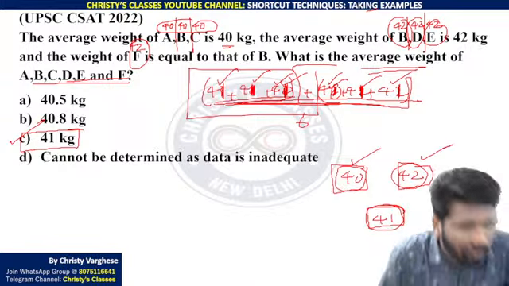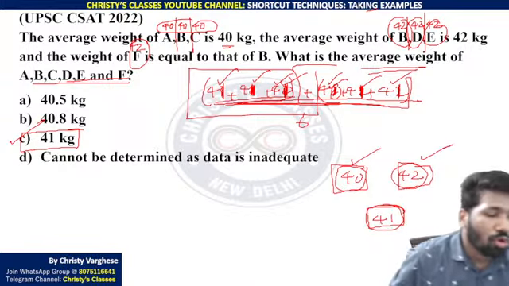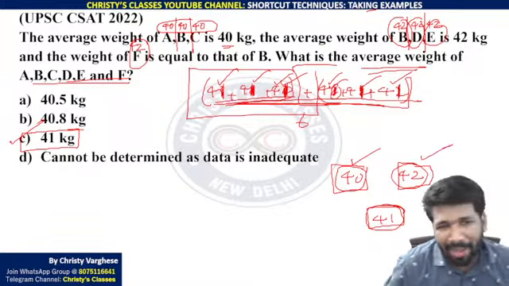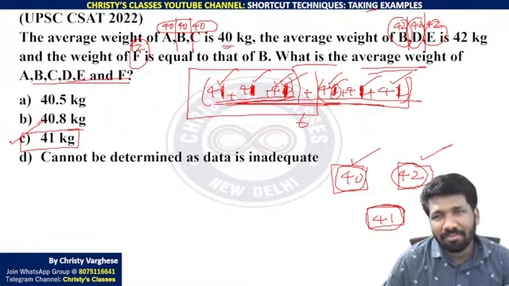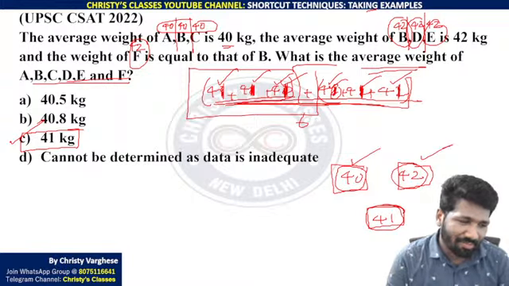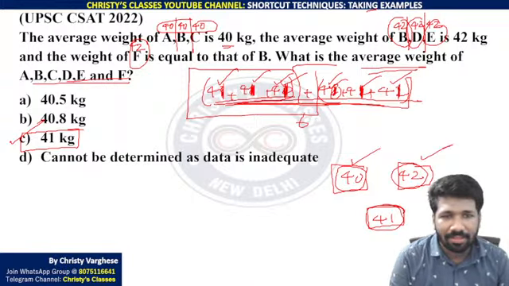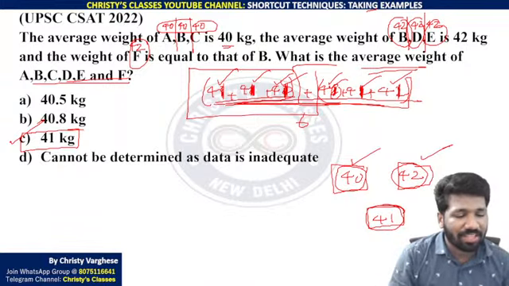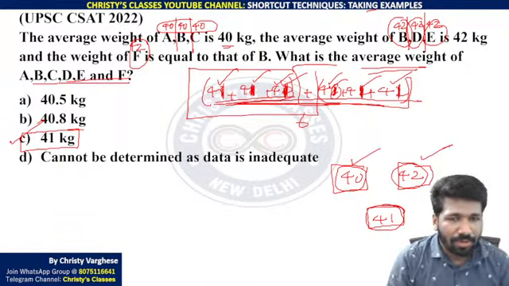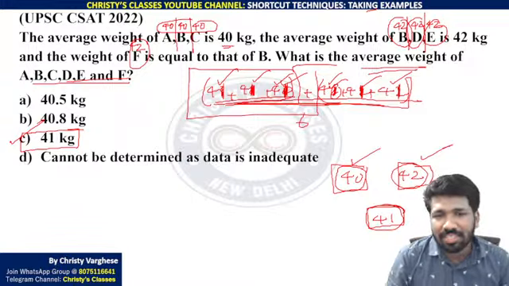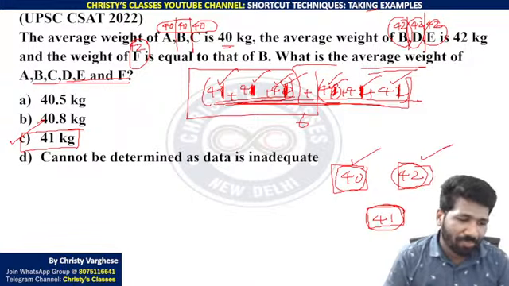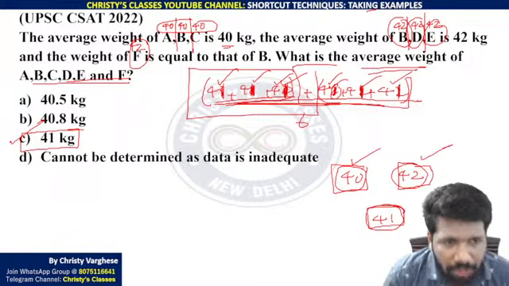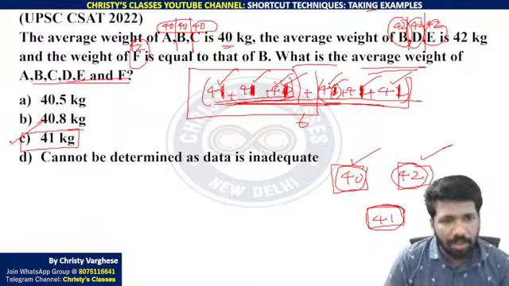The problem is we have a perception that a competitive exam means a lot of math. But it is not about a lot of paper math. It is about logical math, which is much easier than paper math, less tedious, and less time consuming. So once you realize that, it is easy to crack any competitive exam. So keep that in mind. So option C, 41 kg. I hope all of you understood this.